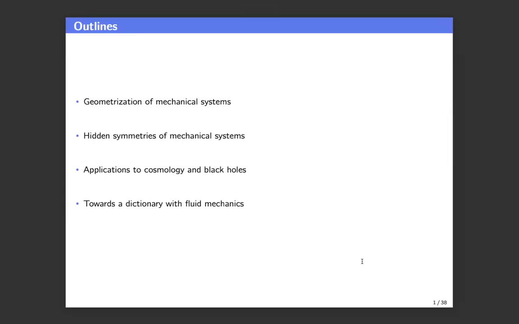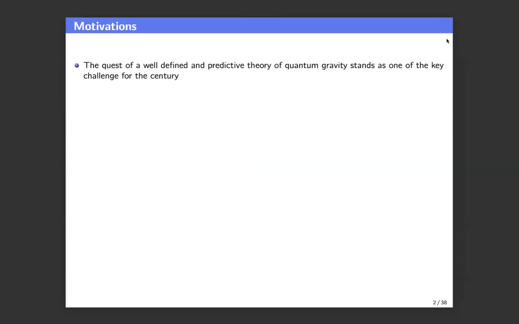What I have in mind is to present what we call the geometrization of mechanical systems, an approach known as the Eisenhart-Duval lift. I would like to present this in detail and how it works. I would like to give you some concrete examples on some very simple systems. Then how this can be used to reveal hidden symmetry of mechanical systems, and in particular gravitational mechanical systems. Then we will apply this to cosmology and black holes. And I will discuss how we can think of this as a starting point to build a dictionary with fluid mechanics.